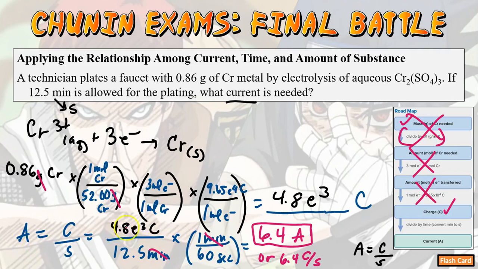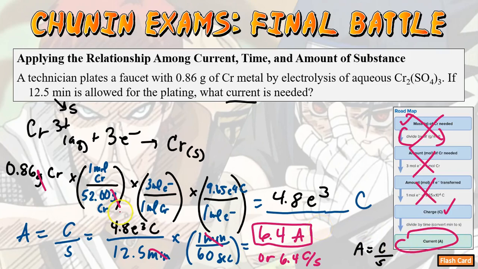So I take 4.8 times 10 to the 3, divided by 12.5, get an answer, and then divide that by 60. I get 6.4 amperes. You can also say 6.4 coulombs per second. And that's it, folks. We have gotten our answer.